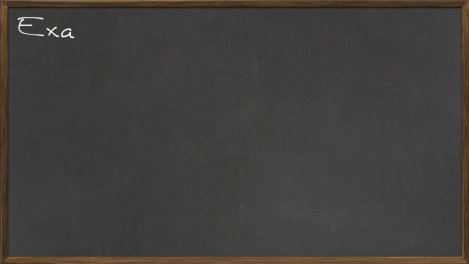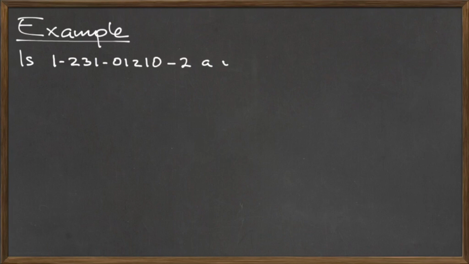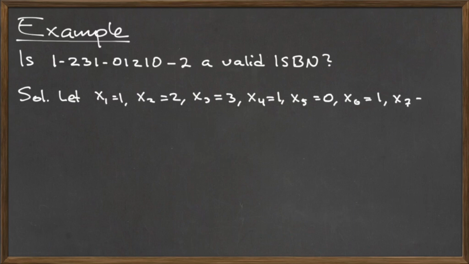To get some practice, consider the following example. Is 1-231-01210-2 a valid ISBN? To begin, we will assign each of the variables from our definition their corresponding values from the ISBN that we are given, like so.